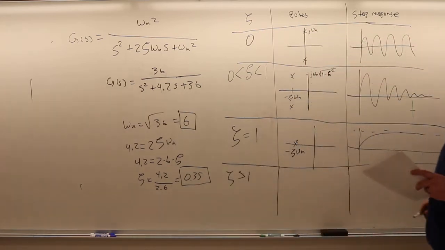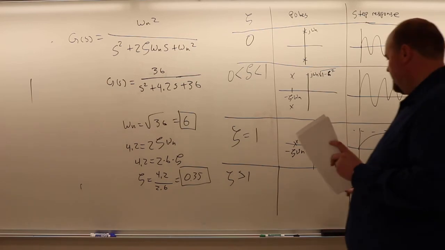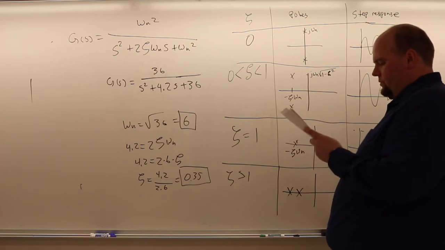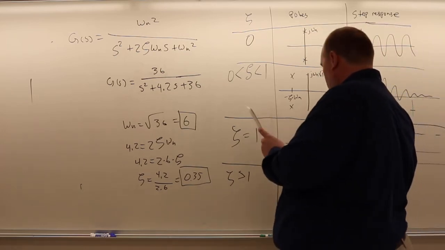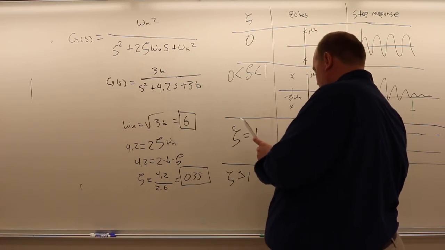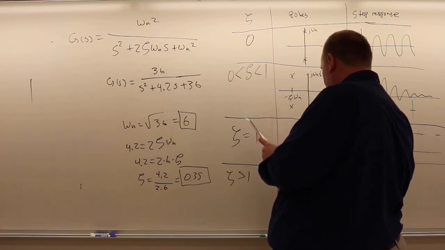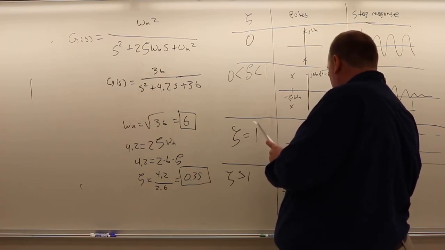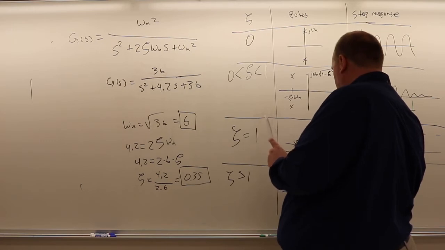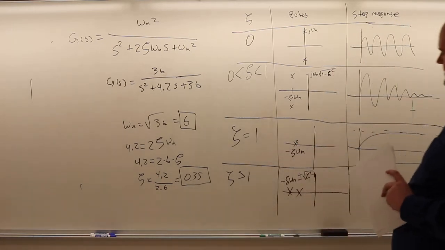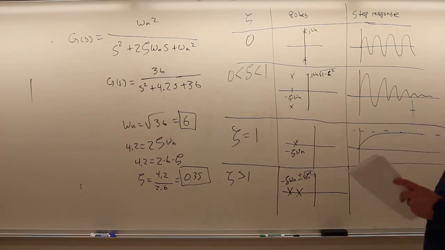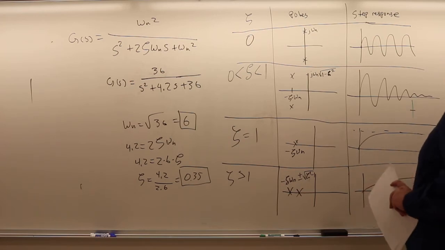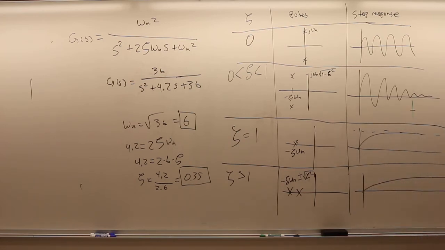So, damping ratio greater than 1, there's only one left. We're going to have real and distinct roots. The position of those roots is going to be negative zeta omega n plus or minus omega n times the square root of zeta squared minus 1. If you can't see this well in the video, you can follow along in the book. They go through the same thing. This is going to be the overdamped response.